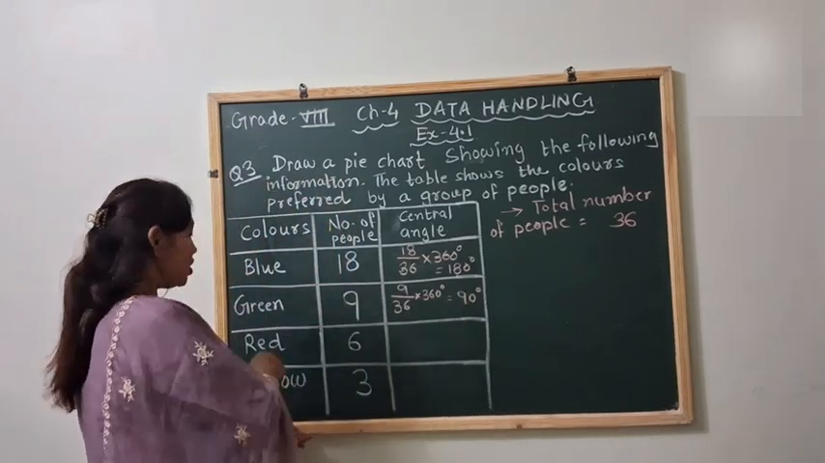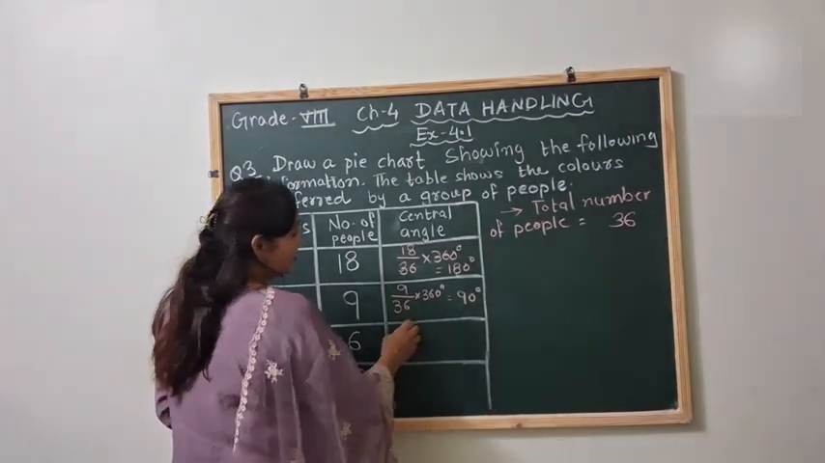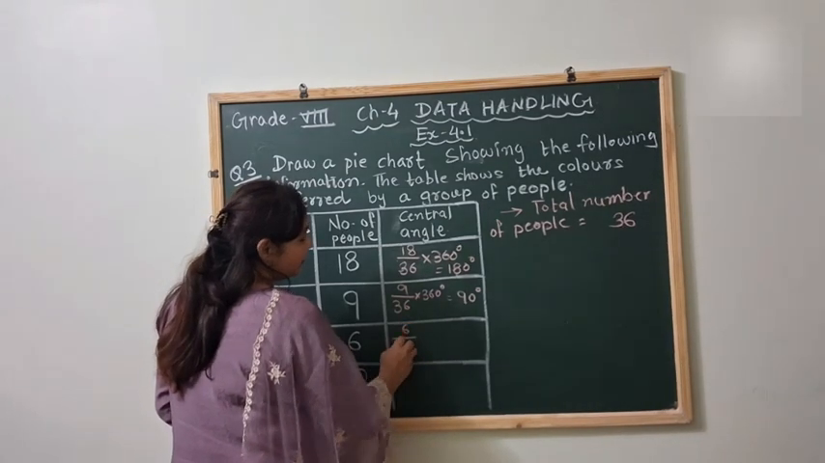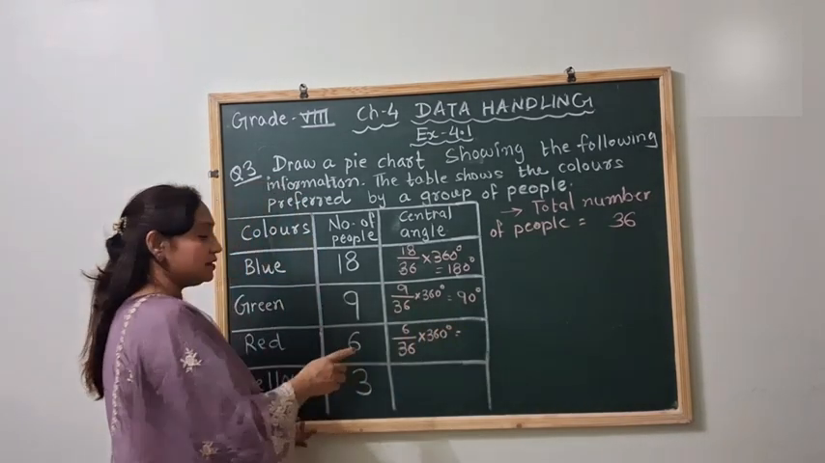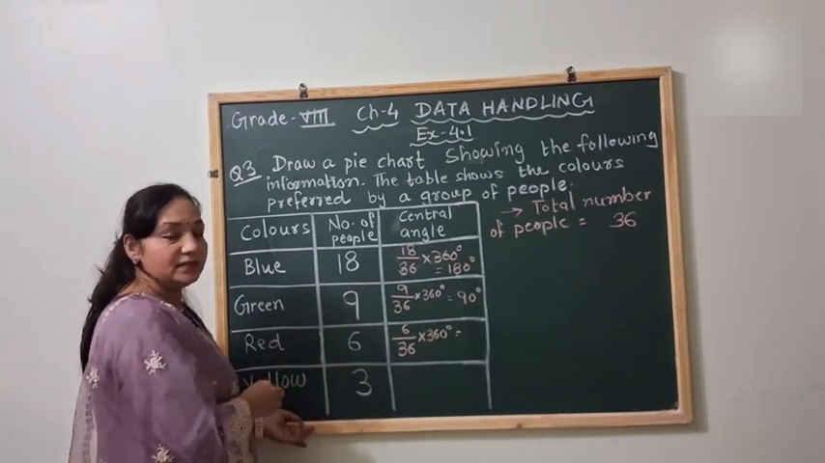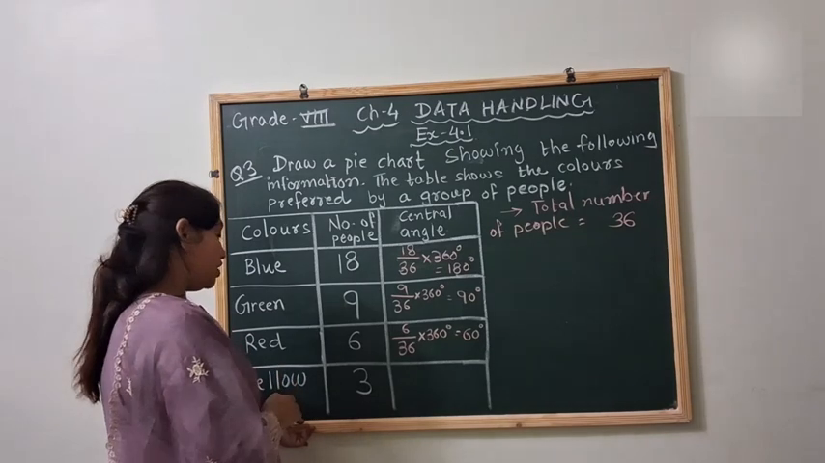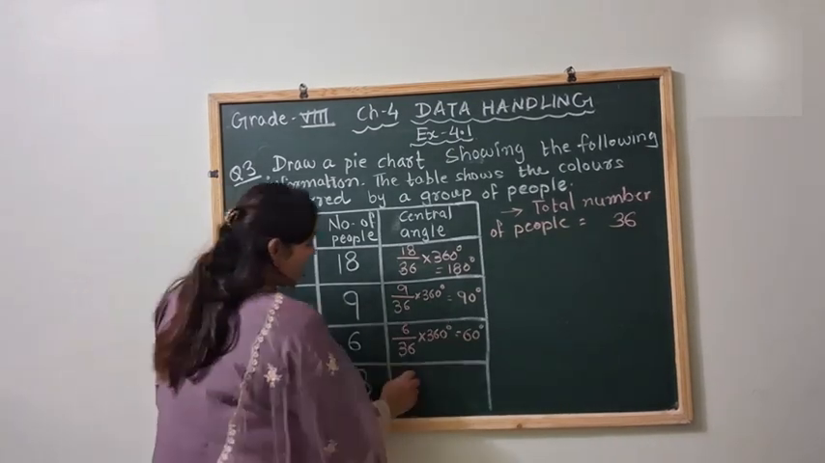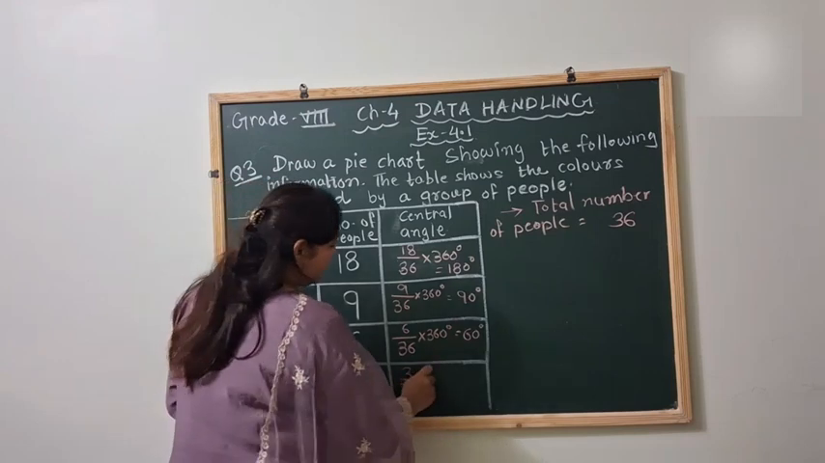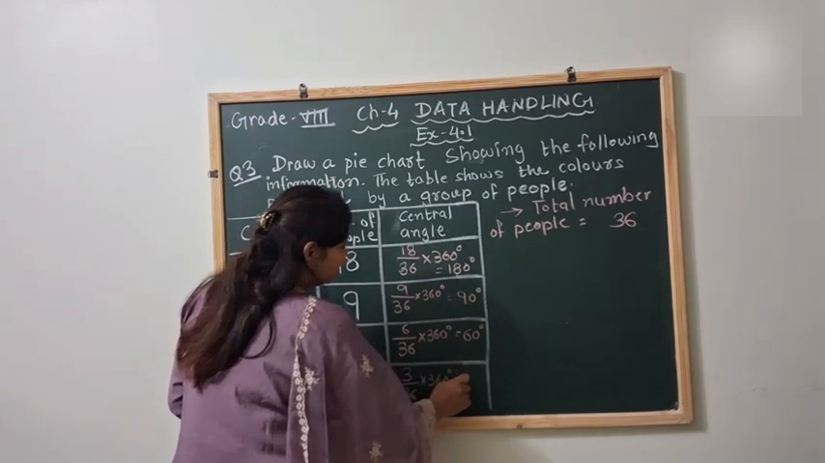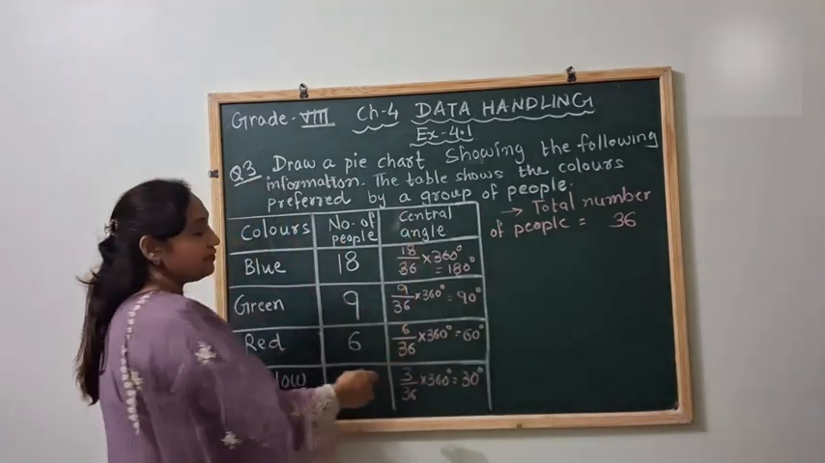Now when we talk about red, 6 people like the red color. So let us find the central angle for red. The number of people who like red, 6, divided by the total number of people, multiplied by 360 degrees. Again, you can see 36 tens are 360 and 6 tens are 60. So here we have 60 degrees, right? Now moving on to yellow, 3 people like the yellow color. So out of 36, 3 people prefer yellow, multiplied by 360 degrees. Again, 3 into 10 will give you 30 degrees. So we have got the central angle for each color.